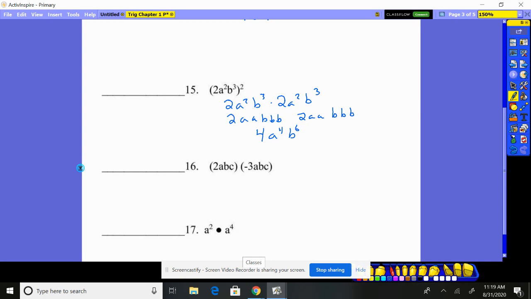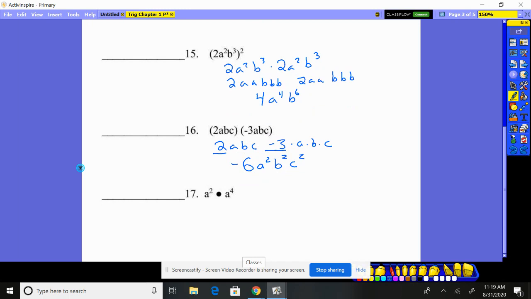16. Sometimes this tricks y'all: when you see a negative 3, you think subtract 3. This does not say subtract 3. It's 2 times a times b times c times a negative 3 times a times b times c. So 2 times negative 3 is negative 6. A times a is a squared. B times b is b squared. And c times c is c squared. There we have that.